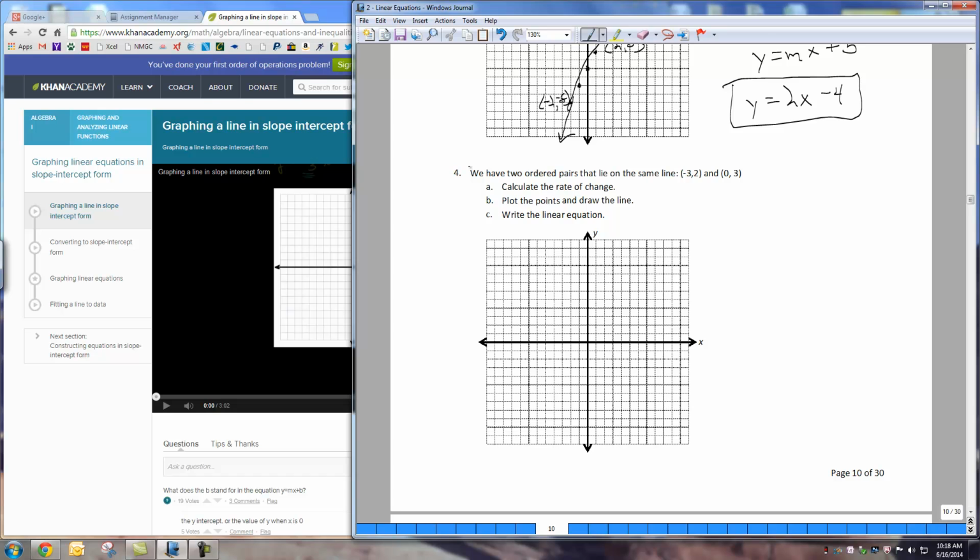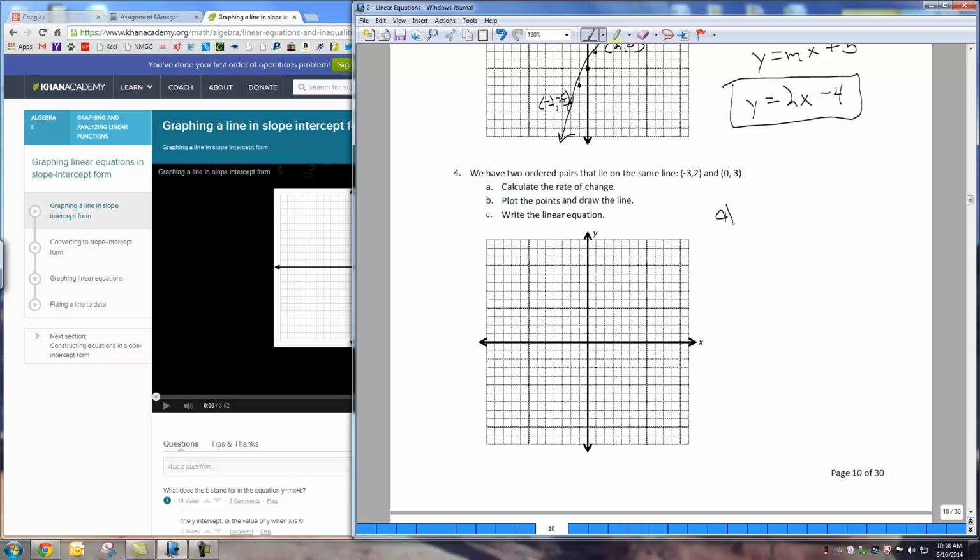All right, we have 2 ordered pairs that lie on the same line. So now it gives us 2 points. That's all we know, 2 data points. That's all you need to create the line. So first is calculate the rate of change or slope, right? Rate of change and slope mean the same thing.